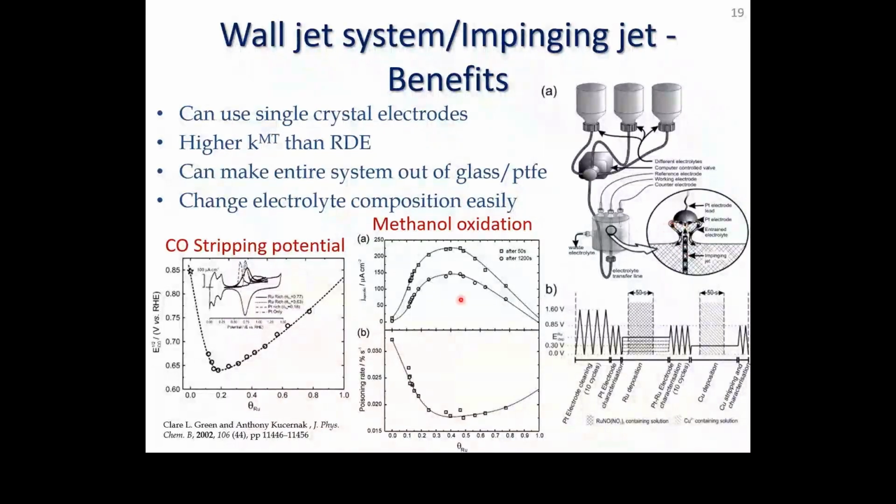So that allows you to do things like, for instance, deposit metals, in situ deposit metals on top of other metals, and actually make measurements. So that's sort of one of the really nice benefits of this sort of system, is that you can nicely change the electrolyte composition. It's very easy to keep these systems ultra clean as well.